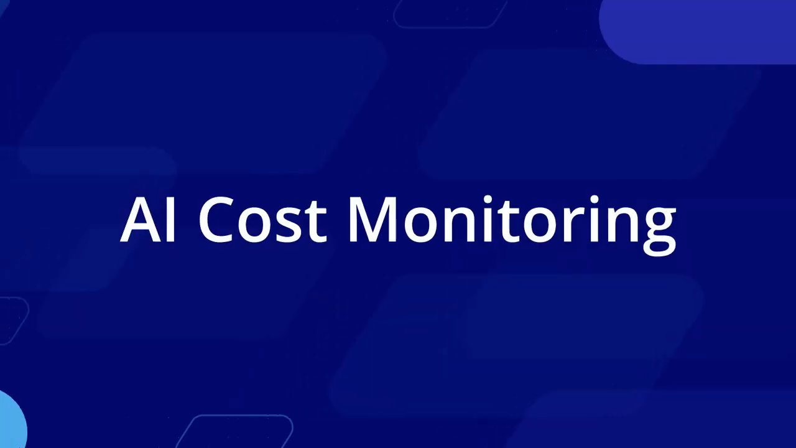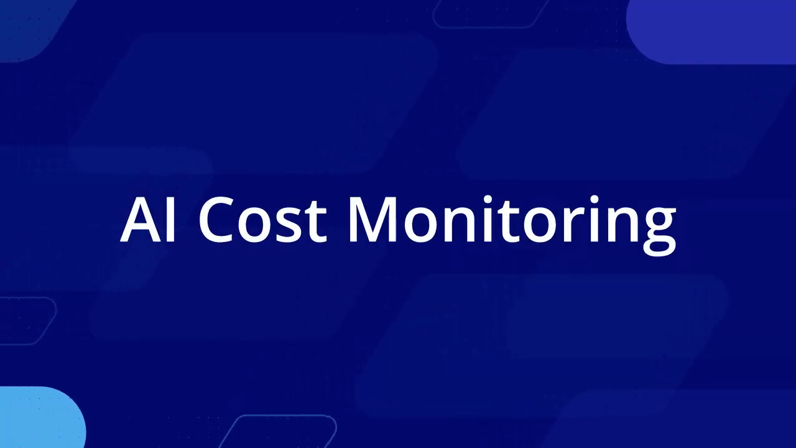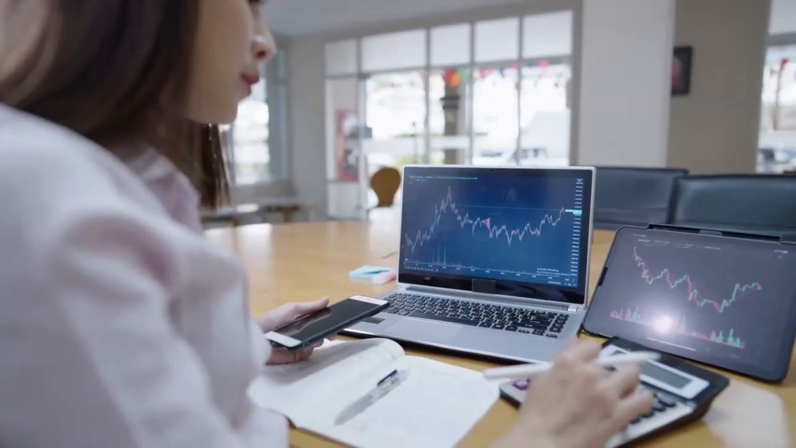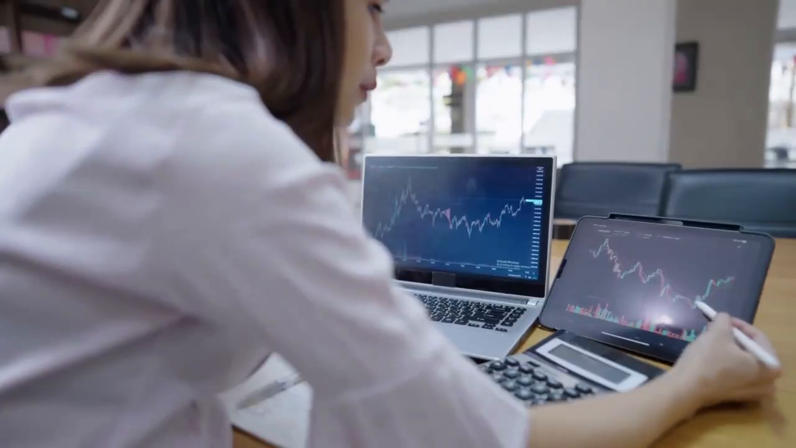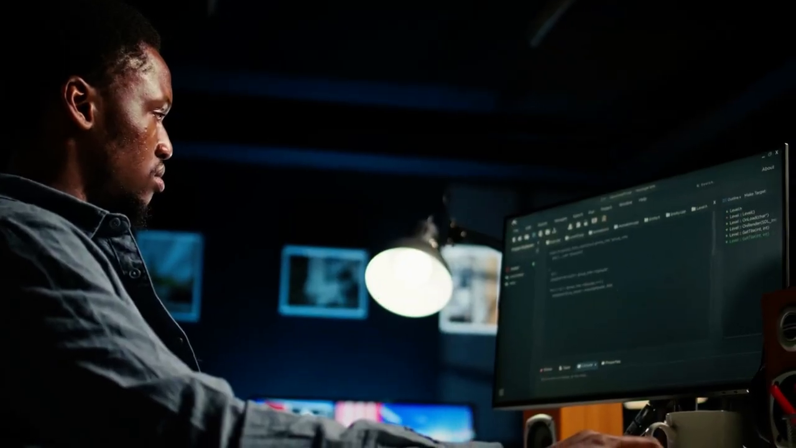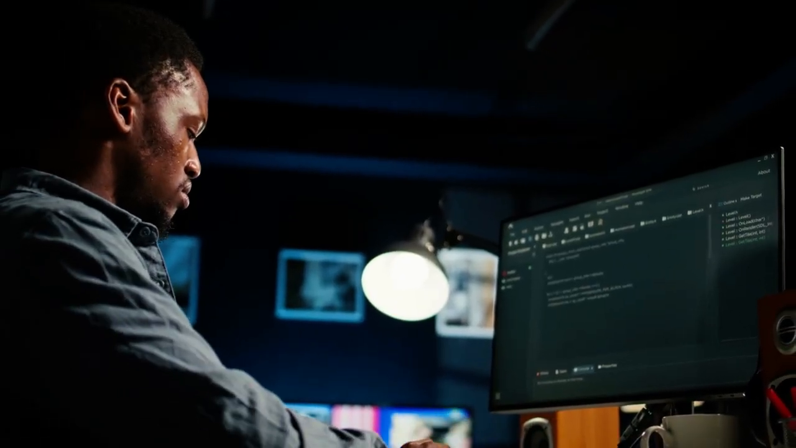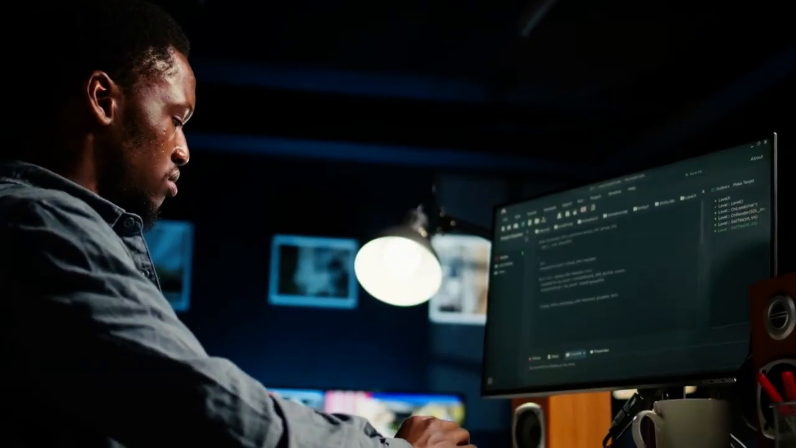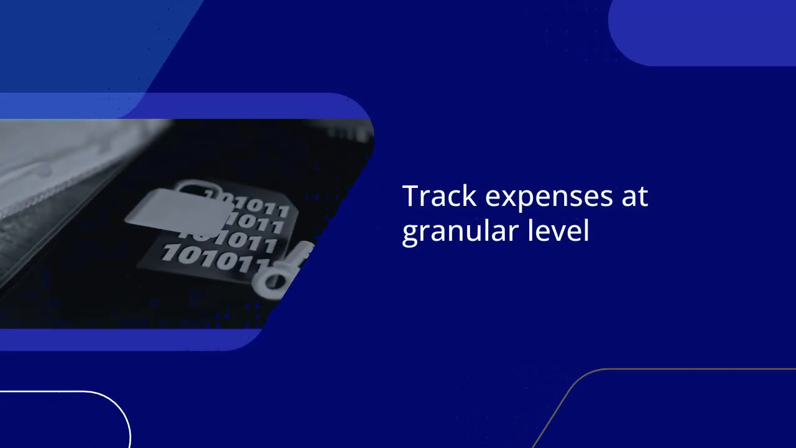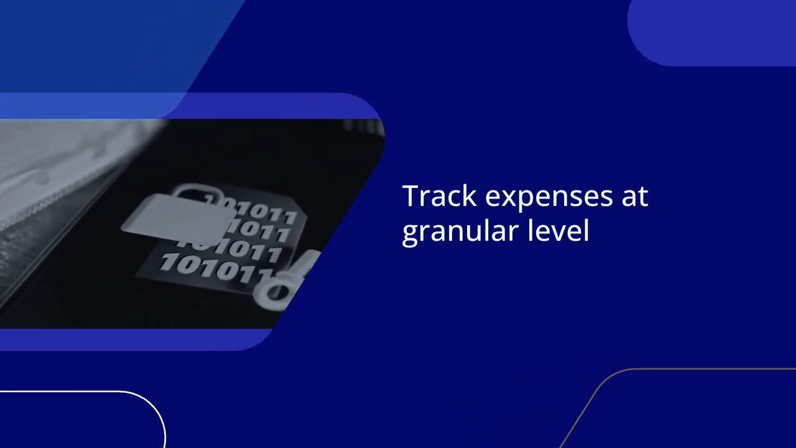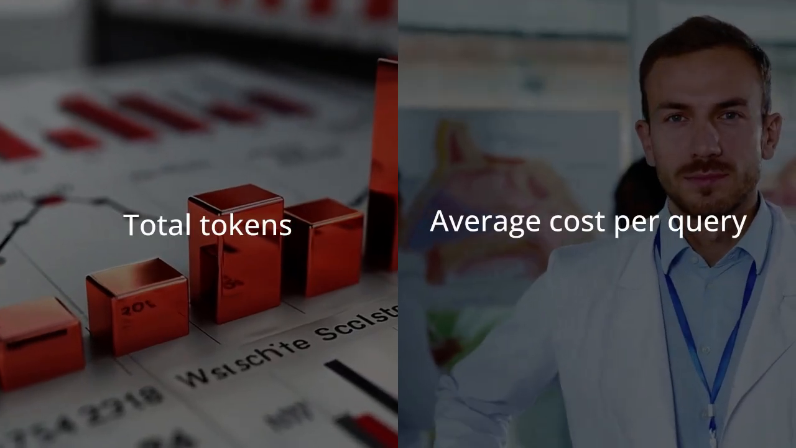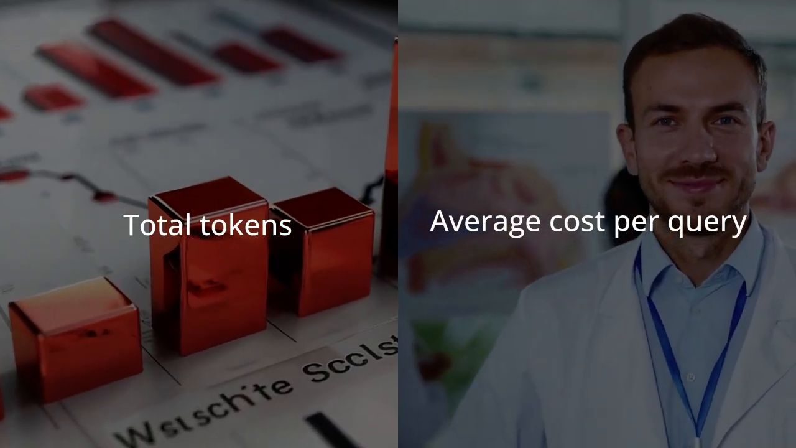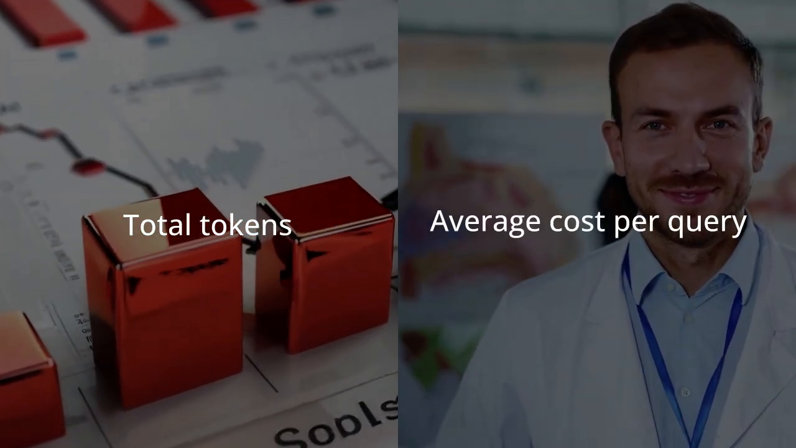Now, let's discuss AI cost monitoring, because every intelligent decision also has a financial footprint. As large language models and retrieval systems scale, operational costs can grow rapidly. Every API call, token generation, or embedding request consumes compute and budget. AI cost monitoring means tracking these expenses at a granular level, per user, per model, per pipeline. Dashboards display metrics such as total tokens, average cost per query, and cumulative monthly spend.